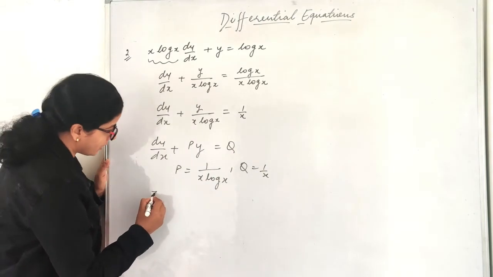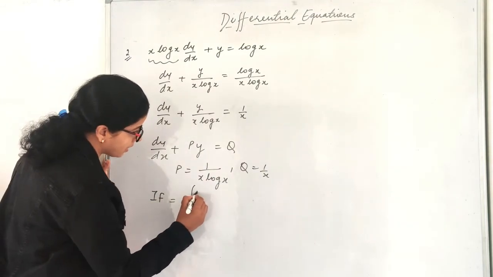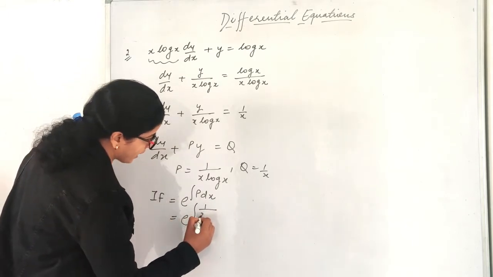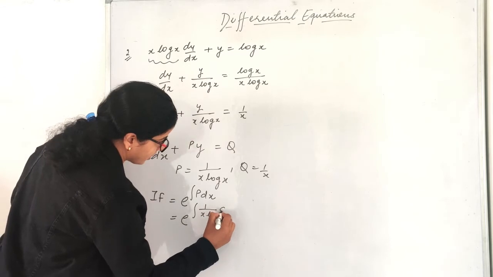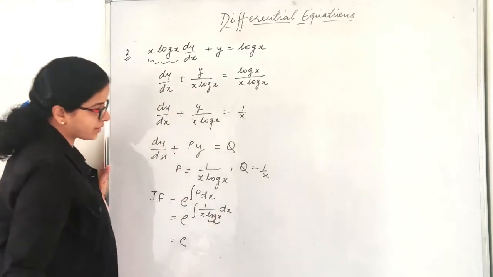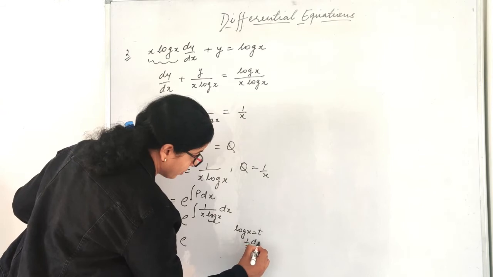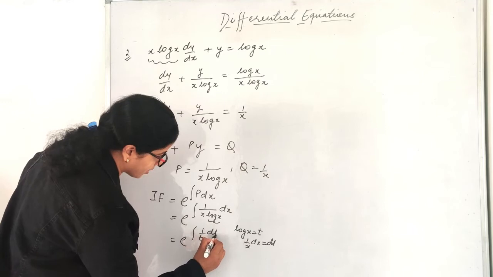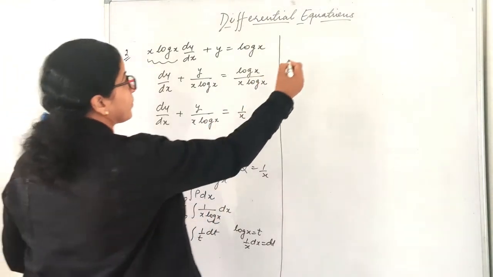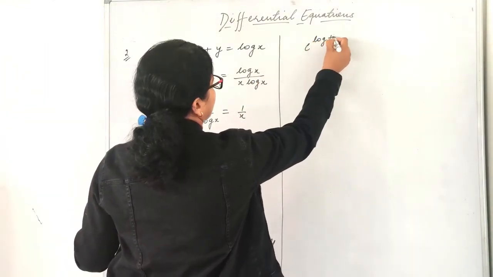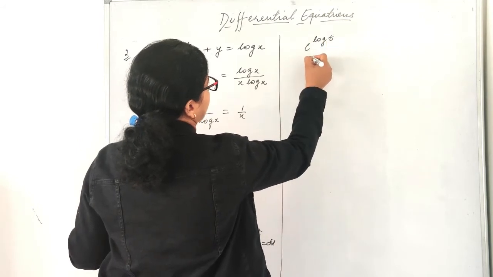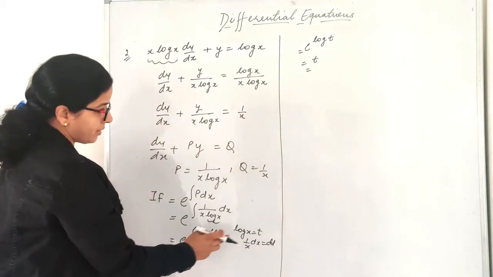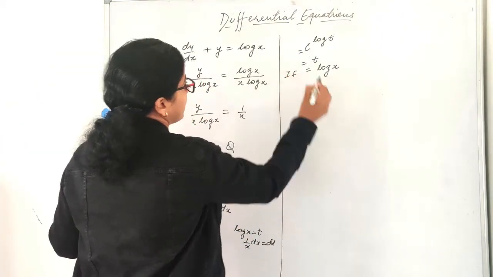Let us calculate the integrating factor. It is always e to the integration of p dx, right? E to the integration of 1 upon x log x dx. In this case, I will take log x as t. 1 upon x dx is equal to dt, right? So I can write integration 1 upon t dt. So now this will become e to the log t, right? And this can be written as t. And what is my t? t is log x. So this is nothing but my integrating factor.